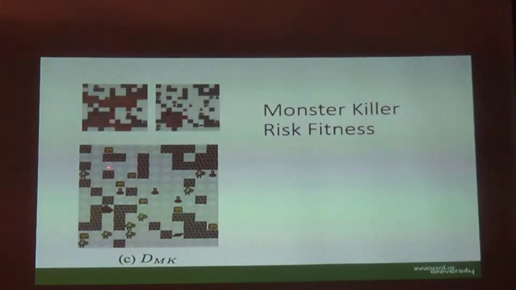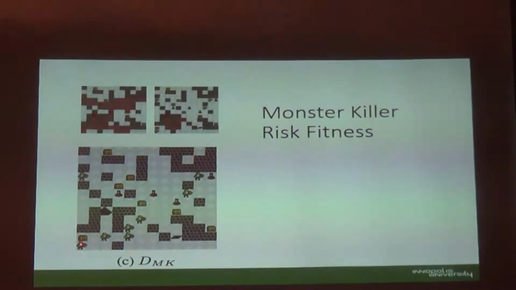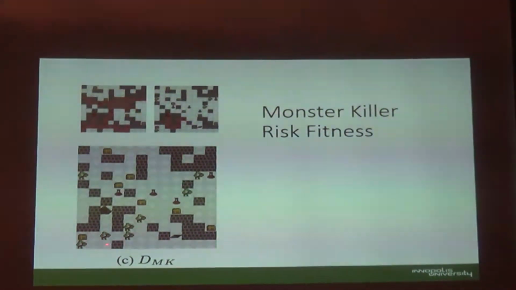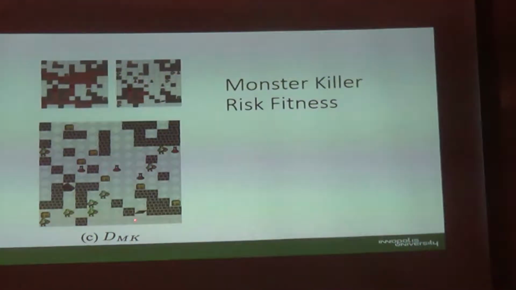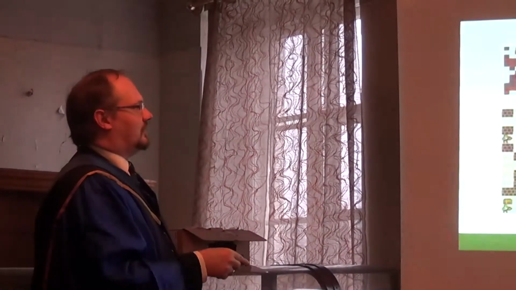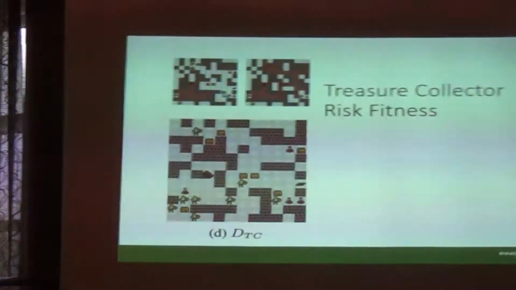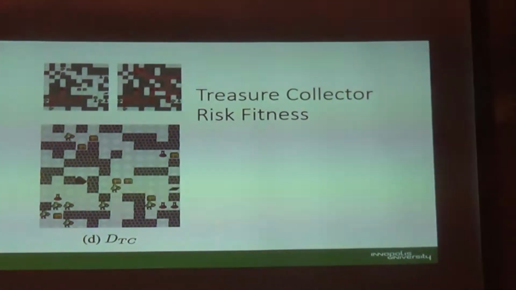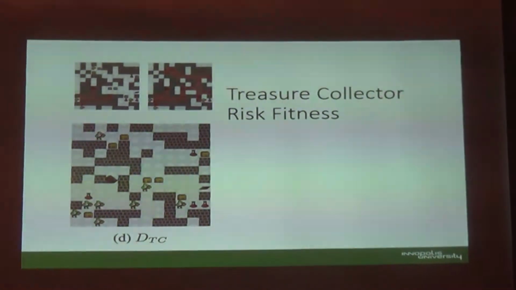This is our risk-averse one that only kills when he can, and you can see he comes down and he can kill a few, but then he's got an easy pathway to the exit, or he can come up here and grab some things. Our treasure collector with a risk fitness. So the risk fitness was adding in an element of I die sometimes.